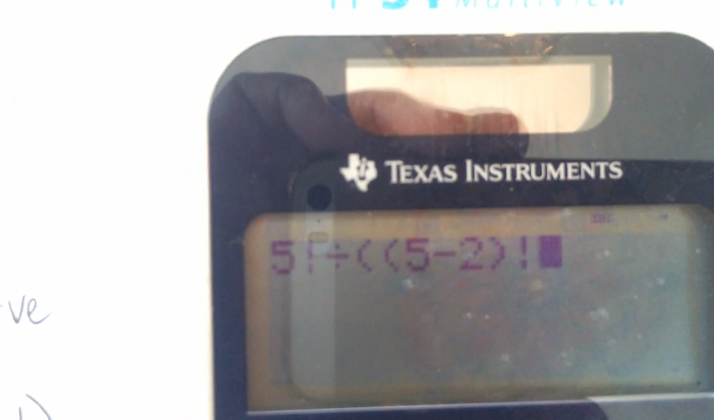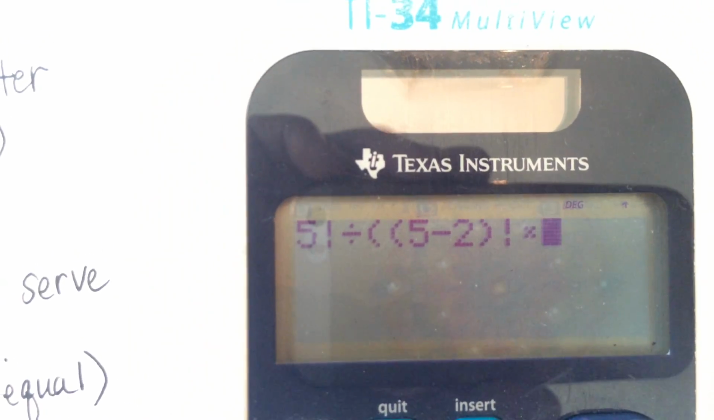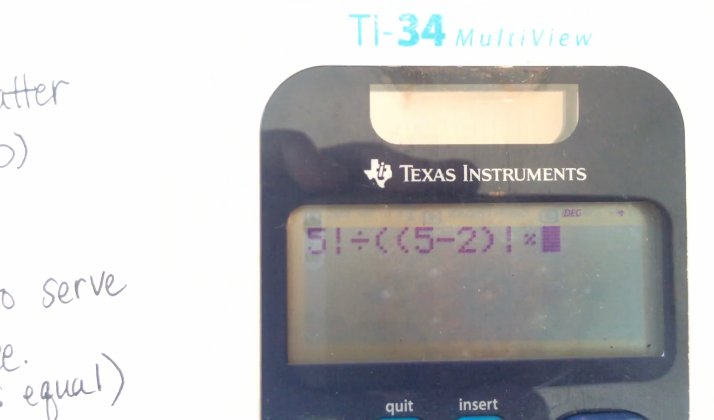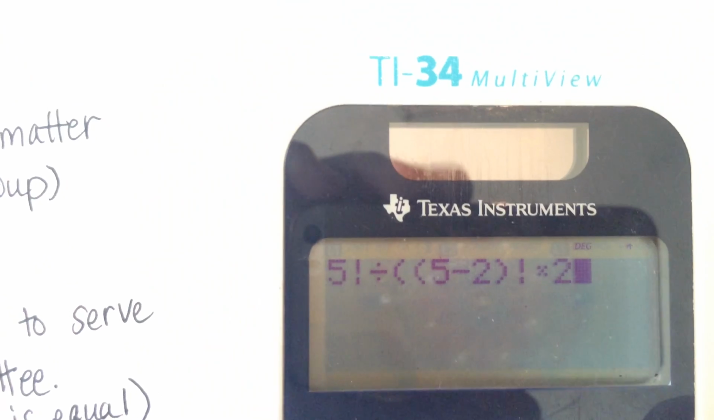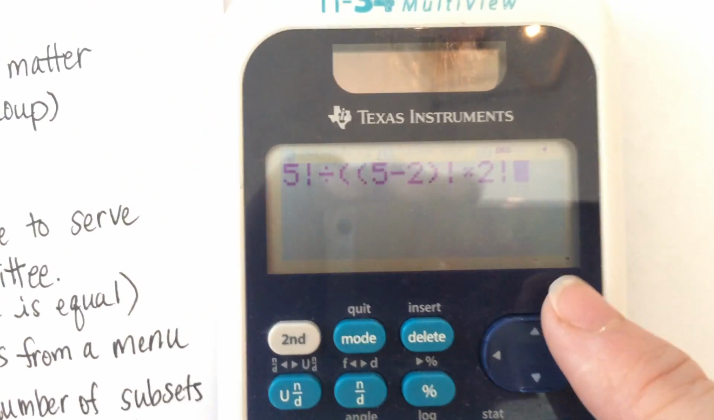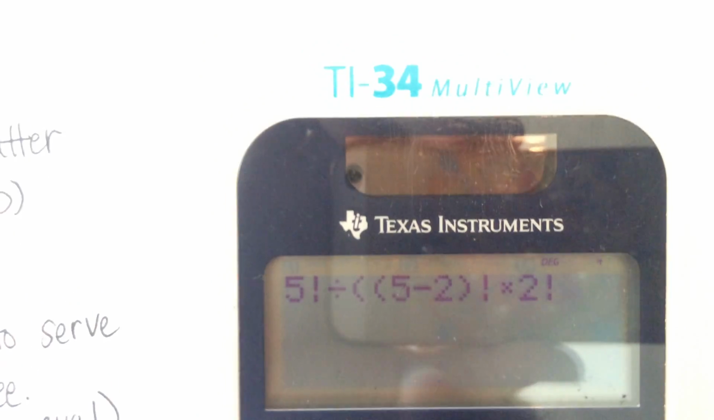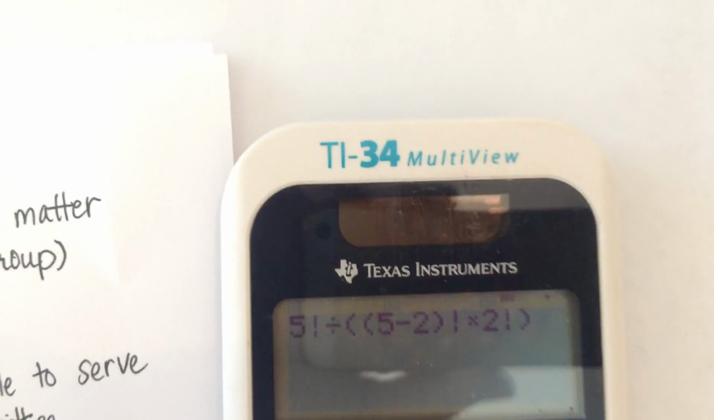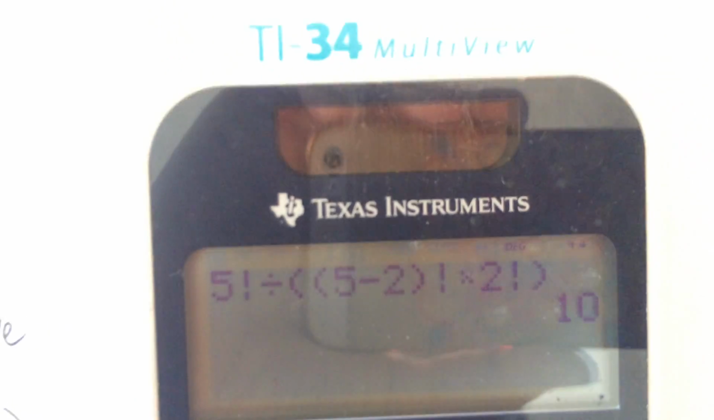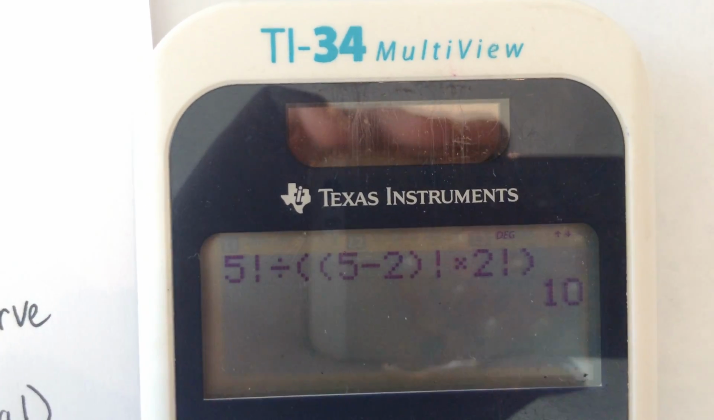Sorry that it's bad filming. And then I would hit my times button. And then I would have to do 2 factorial, so 2 PRB, and then factorial. I just say PRB because that's what my button says, PRB for probability. And now I still have to end my final parenthesis for the bottom of my fraction. And so end your parenthesis and then hit enter. And I get 10 just like I did when I used the formula.